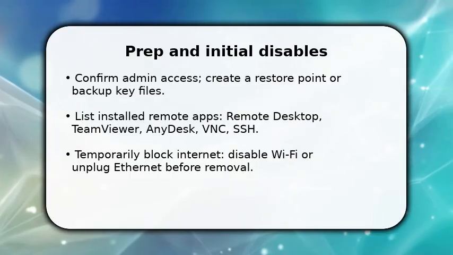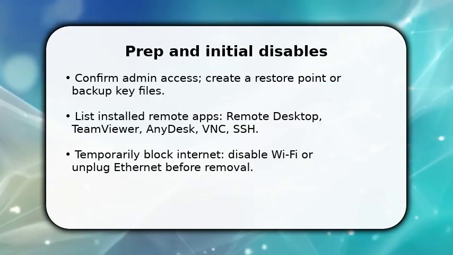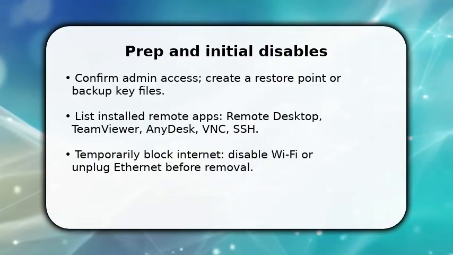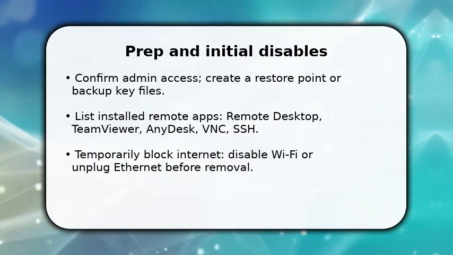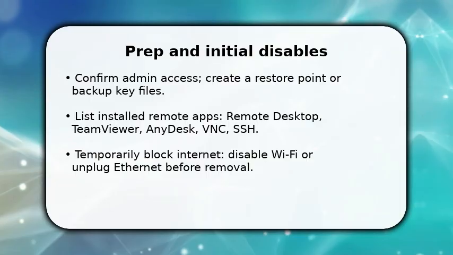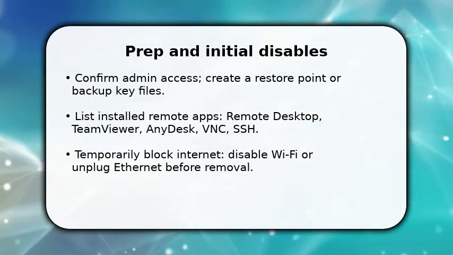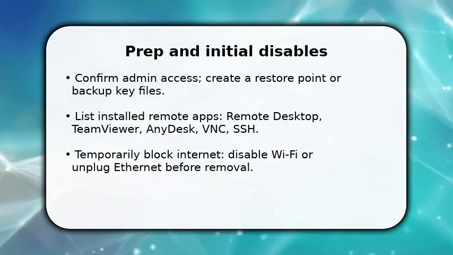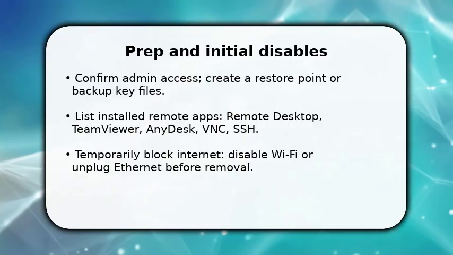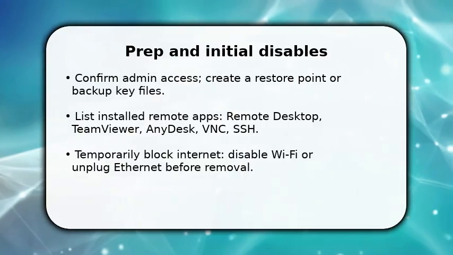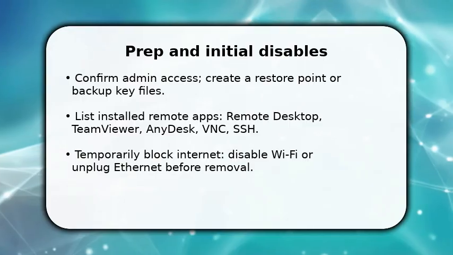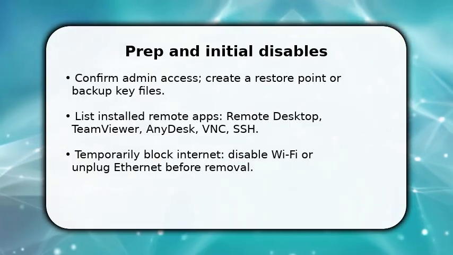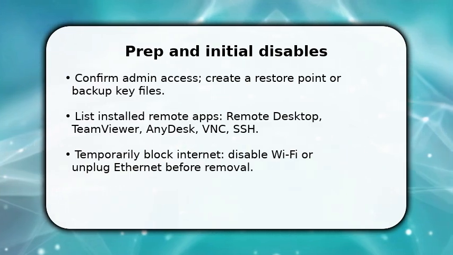You start by securing the environment. Make a restore point and ensure you have admin rights so you can undo changes if needed. Next, identify every remote tool installed: remote desktop, TeamViewer, AnyDesk, VNC, SSH, and note versions. Once done, cut network access to prevent remote control while you work. Disable Wi-Fi or unplug Ethernet. Also terminate active remote sessions in Task Manager or Activity Monitor, so no connection interrupts the uninstall sequence.